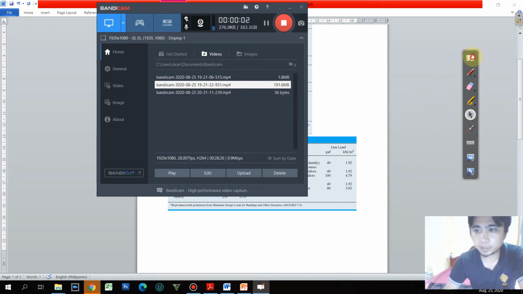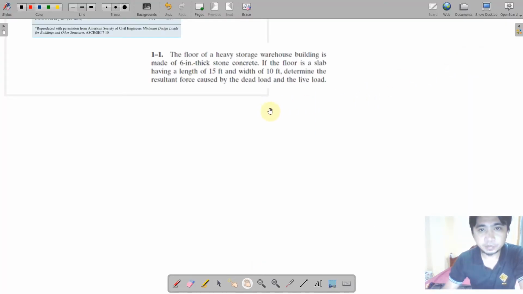Okay, so welcome. Let us have a few examples on dead load and live load. Let us consider this problem, which came from the book of Hibbeler. The floor of a heavy storage warehouse building is made of 6 inches thick stone concrete. If the floor is a slab having a length of 15 feet and width of 10 feet, determine the resultant force caused by the dead load and the live load.